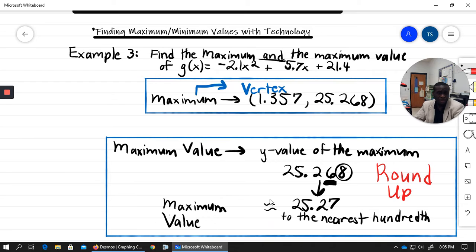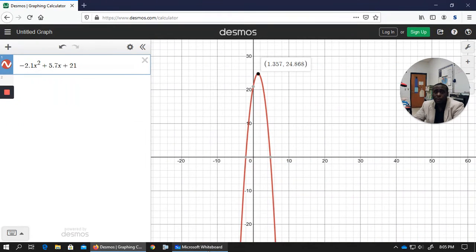And so if this was an example on Delta Math and you were asked to find the maximum value, then you would write this as 25.27. Okay? And it's based off of doing it there on Desmos graph.